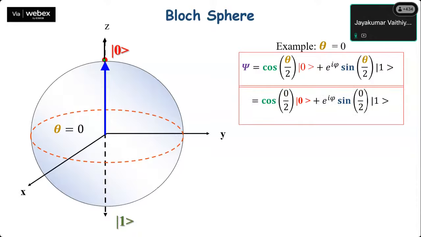Right? So apply d equal to 0. So cos 0 by 2, sine 0 by 2, so you will get state 0.